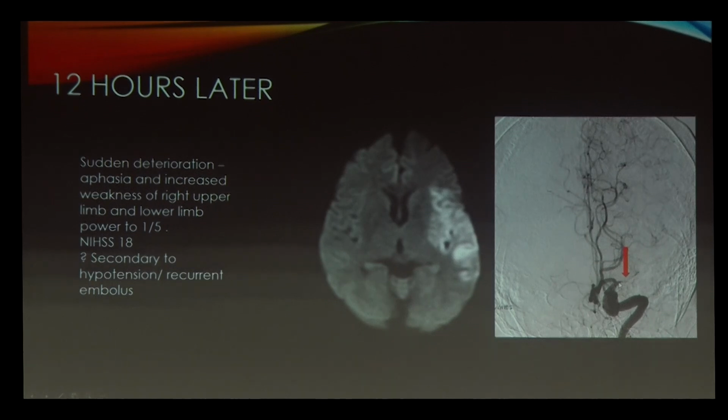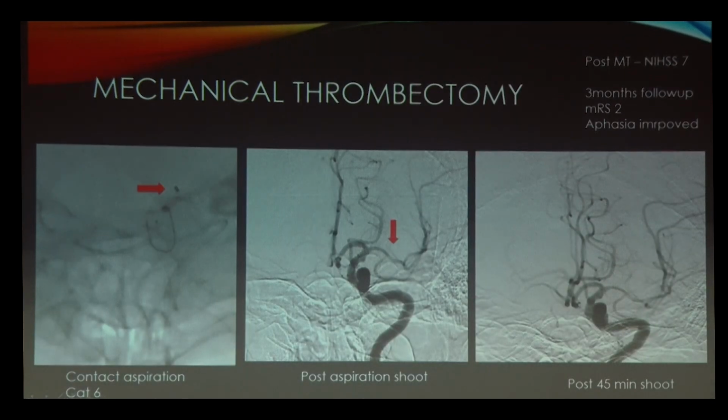And we can see in the first shot, there is an occlusion in the left M1. And post thrombectomy with contact aspiration, there is a good recanalization up to TICI 2C. Post thrombectomy, the patient's NIHSS improved to 7, and at 3 months follow-up, the patient is now mRS 2, independently doing her activities.